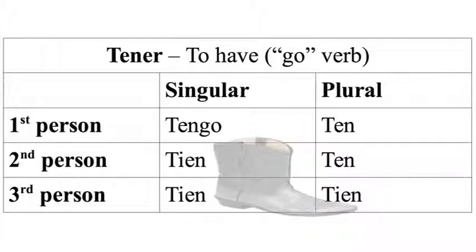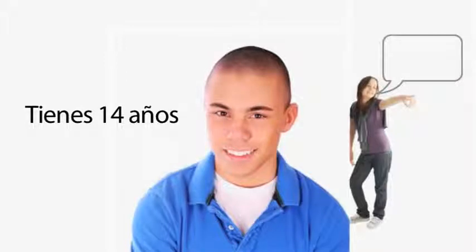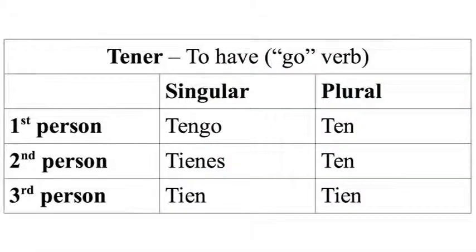Then all we have to do is add the regular ER endings. Listo? What's the ending for the tú form? ES. Tienes 14 años. You're 14 years old. Tienes 14 años. What about the ending for the él, ella, and usted form? The letter E. Tiene. Tiene 50 años. He or she is 50 years old, or you are 50 years old. Tiene 50 años.